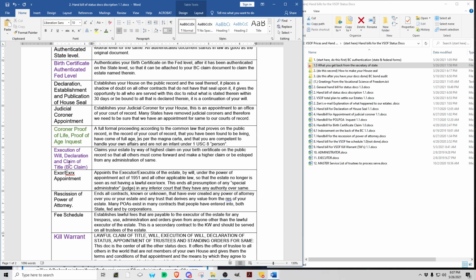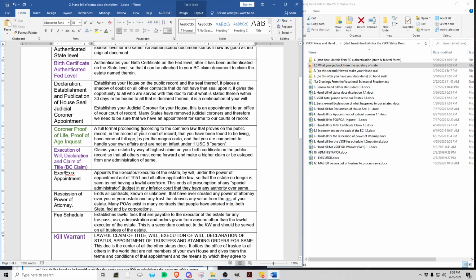All the documents require a quorum signing sheet, with the exception of the coroner proof of life and proof of age inquest. Because under the proof of life and proof of age inquest, we've created a document where you summon a petit jury together to get the proof of life and proof of age inquest done and finished. The judicial coroner appointment comes before you do the proof of life and proof of age inquest.